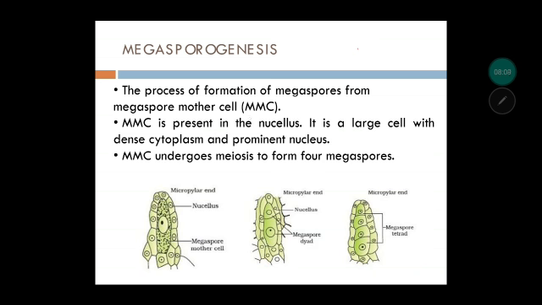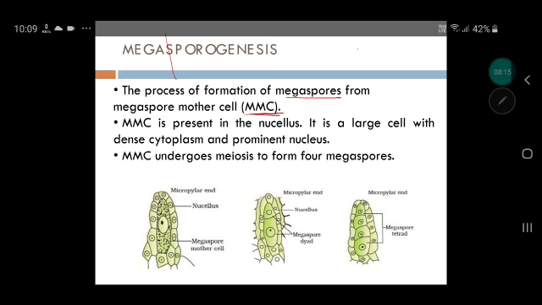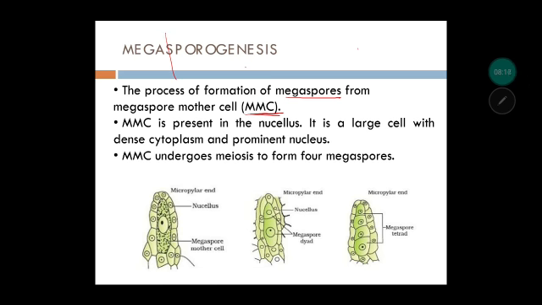See, the process of formation of megaspores from a megaspore mother cell is called megasporogenesis. Now, first of all, this should be very much clear to you that genesis means formation. The process of formation of megaspores is called megasporogenesis. Now, these megaspores are formed from the MMC, which is the megaspore mother cell. Now just see this diagram first.